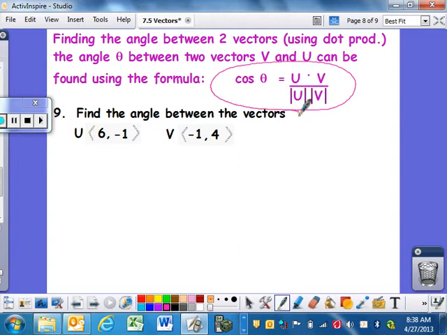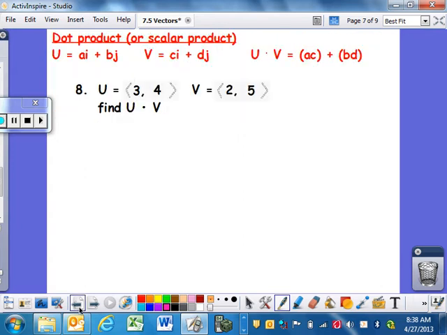So I'm going to want you to find that. It's finding an angle between two vectors. And this dot product is used on the top part of that formula. Now I'm going to show you how this dot product works as a separate problem.